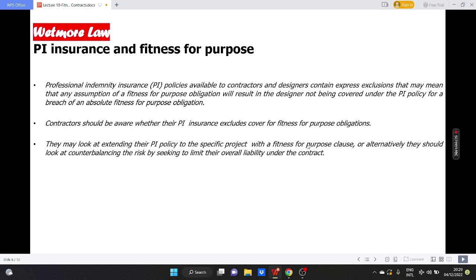PI insurance and fitness for purpose. Professional indemnity insurance policies available to contractors and designers contain express exclusions that may mean that any assumption of a fitness for purpose obligation will result in the designer not being covered under the PI policy for a breach of an absolute fitness for purpose obligation. Contractors should be aware whether their PI insurance excludes cover for fitness for purpose obligations. They may look at extending their PI policy to the specific project with a fitness for purpose clause, or alternatively, they should look at counterbalancing the risk by seeking to limit their overall liability under the contract.